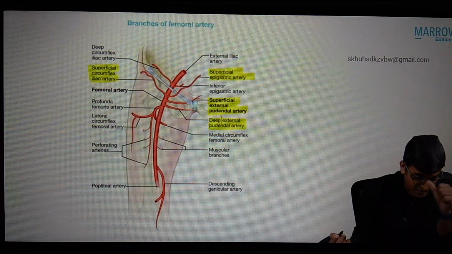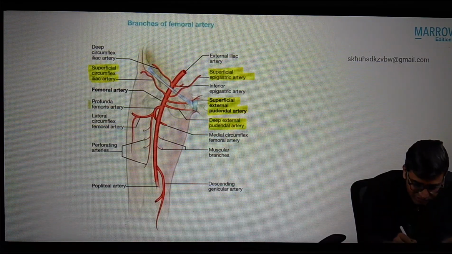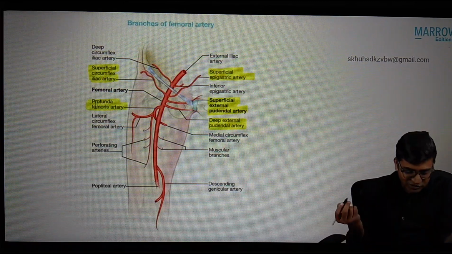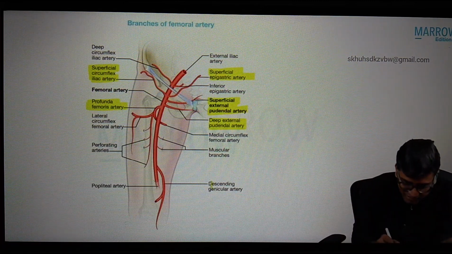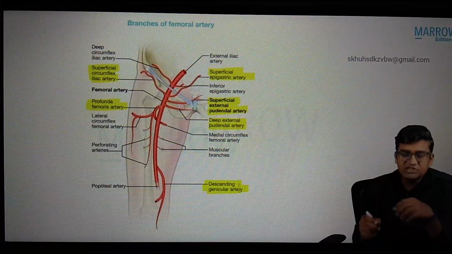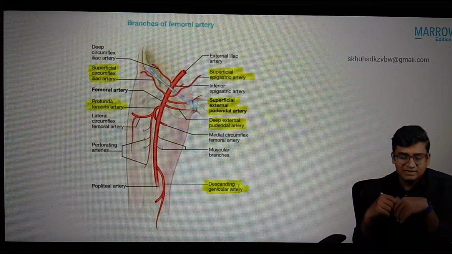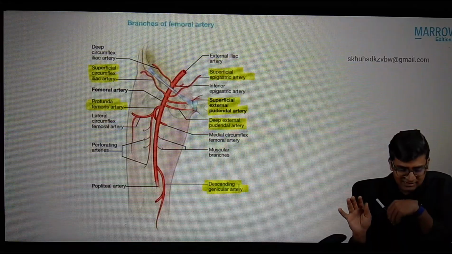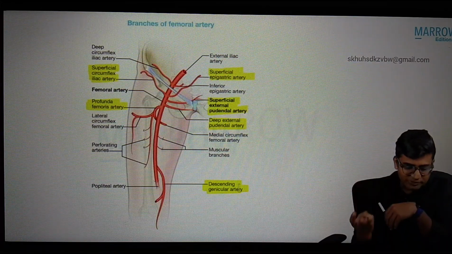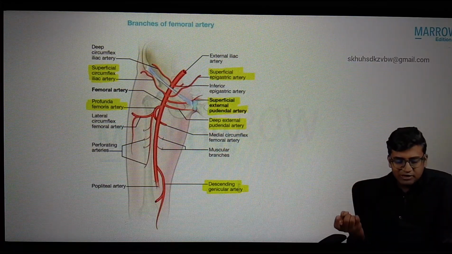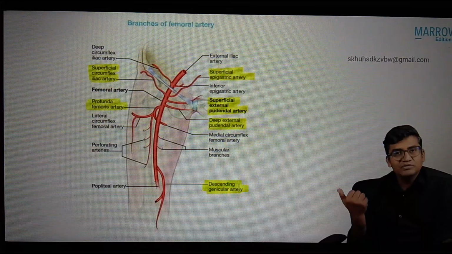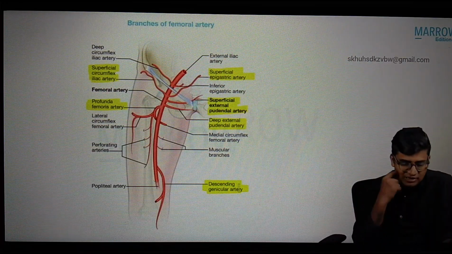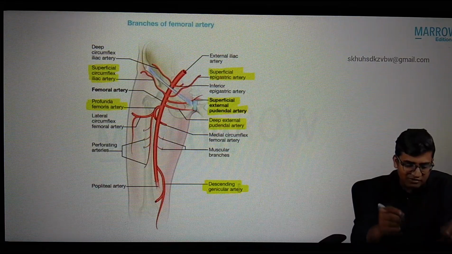Okay, and the femoral artery also gives the profunda femoris artery. And before passing through the adductor opening, the femoral artery also gives the descending genicular artery. Okay, now these are the branches of the femoral artery: superficial epigastric, superficial circumflex iliac, superficial external pudendal, deep external pudendal, profunda femoris, and descending genicular. Try to know the branch names, that is enough. Now we're going to see in detail about the profunda femoris artery.